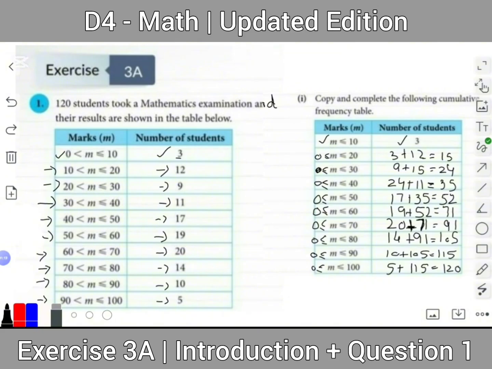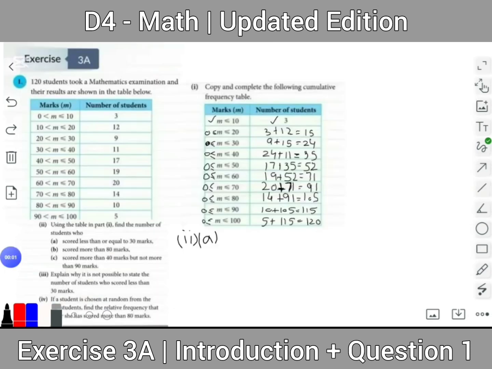And here is the cumulative frequency table completed. Since we have constructed a cumulative frequency table in part 1, now in part 2, using the table in part 1, find the number of students who scored less than or equal to 30 marks.